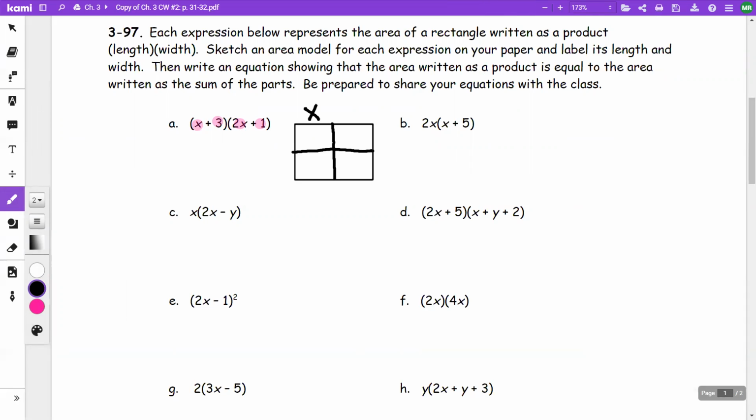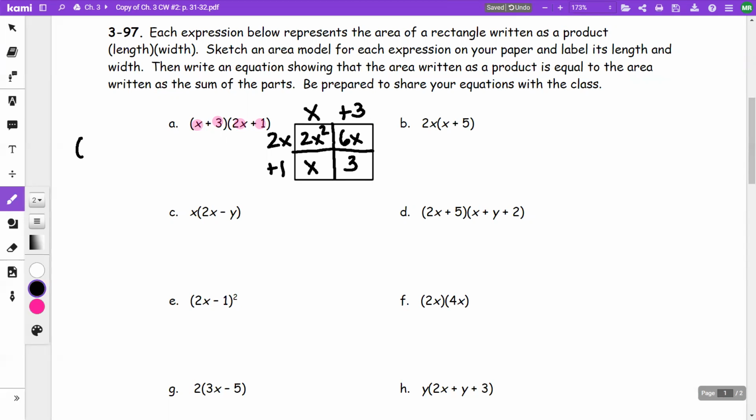And then on one side, top or bottom, top or side, doesn't matter, I'm going to write x plus 3. And the other one, I'm going to go 2x plus 1. And then I'm going to multiply this out and get a 2x squared, 6x. 1 times x is x. 1 times 3 is 3. And then they want us to write area as a product equals area as a sum.